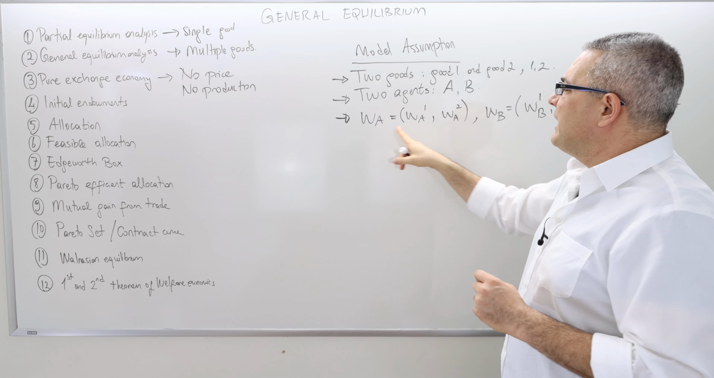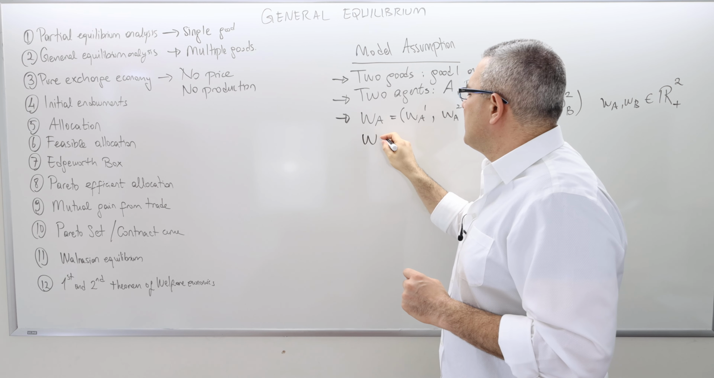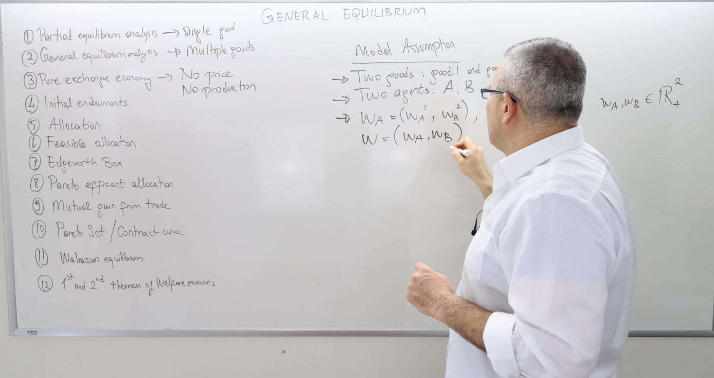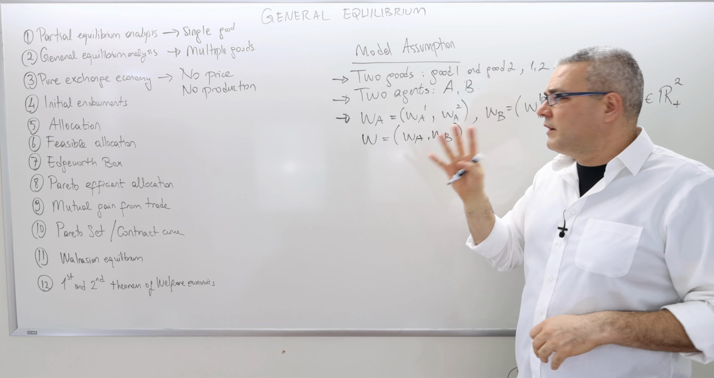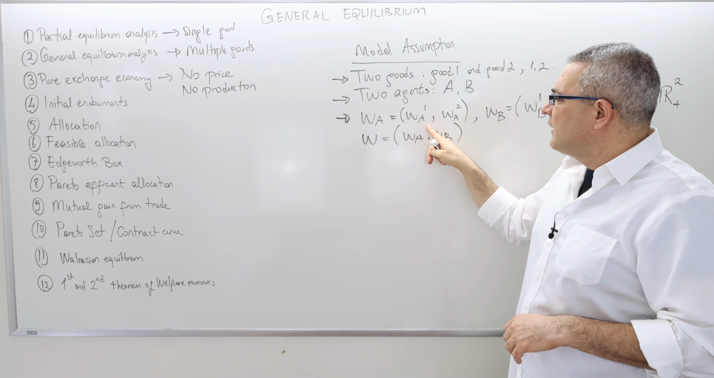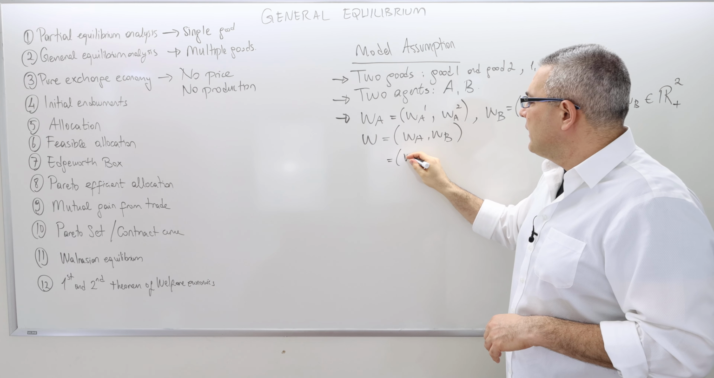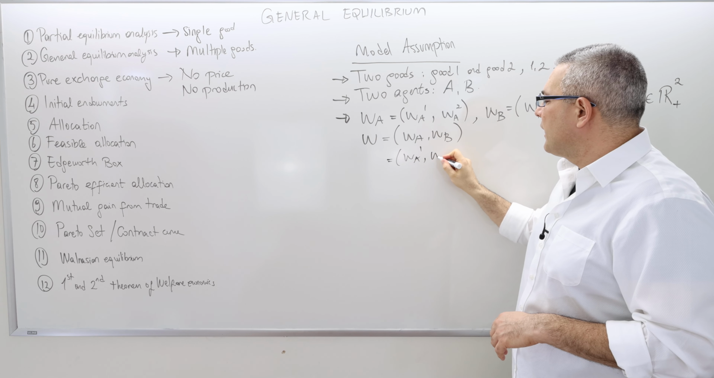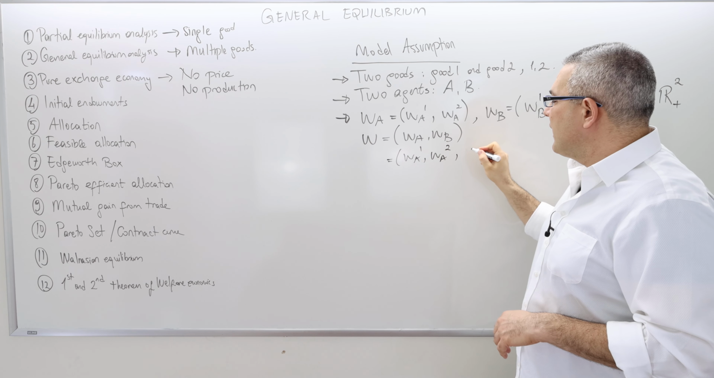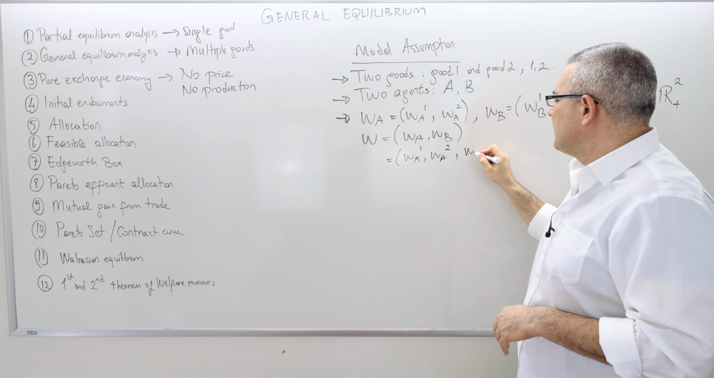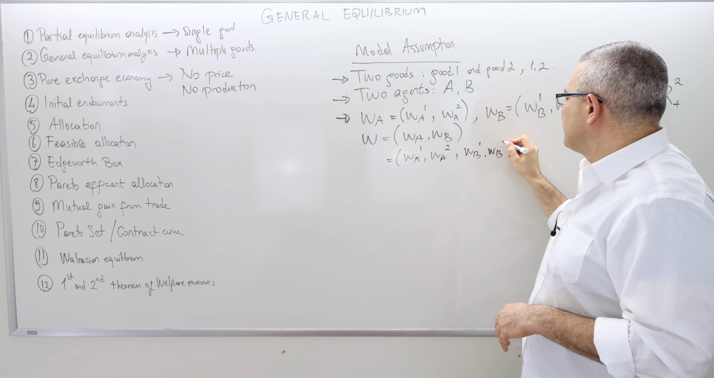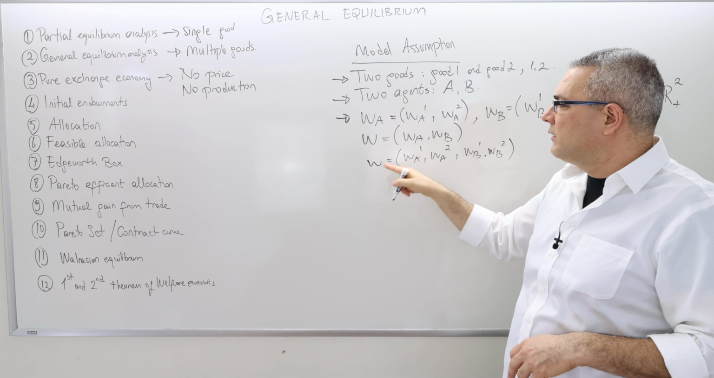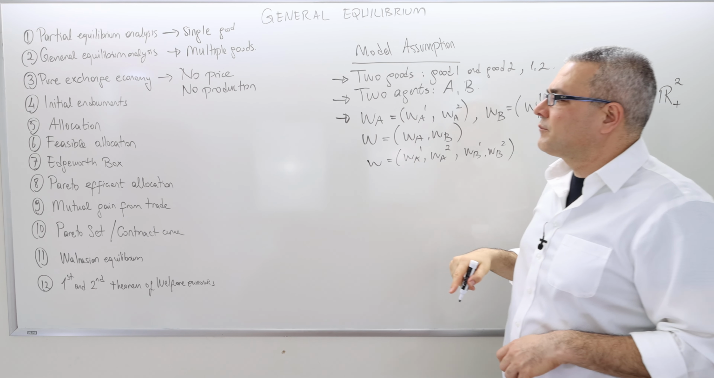So this is what we call initial endowment. We usually denote W as a vector of vectors, okay? So this vector has 4 coordinates. The first 2 coordinates are basically how many of good 1 and good 2 agent A has, and then the second 2 coordinates are for agent B, all right? So don't forget that. W has 4 coordinates, and we call this the initial endowments.